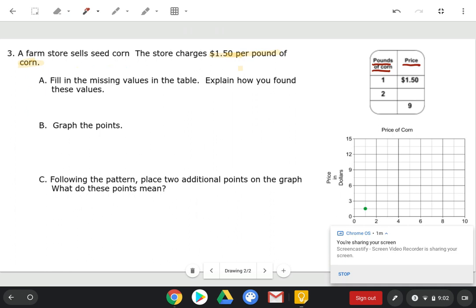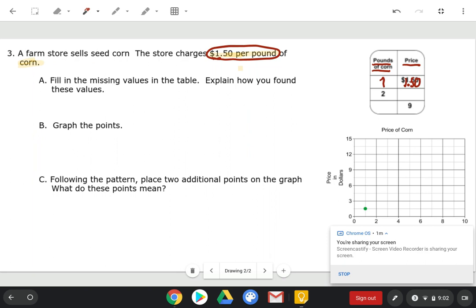All right, so let's think one more time. We know that it's $1.50 per pound. So price $1.50. That's right here. And then the pounds is 1 pound. So we have some missing values in that table. We've got to figure out what goes there.